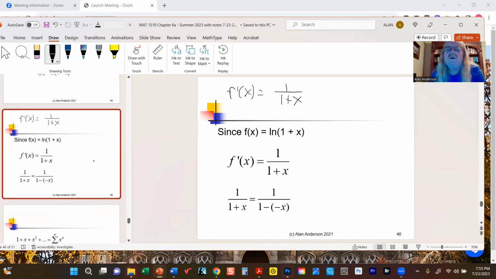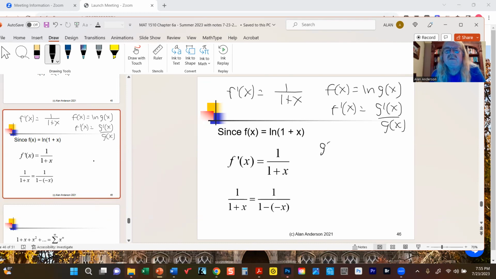Just, of course, as you recall, if f of x is the log of g of x, then f prime of x is g prime of x over g of x. And that is what we have here. g of x would have been the 1 plus x, and the g prime of x would simply be 1. So g prime of x over g of x would just be 1 over 1 plus x.